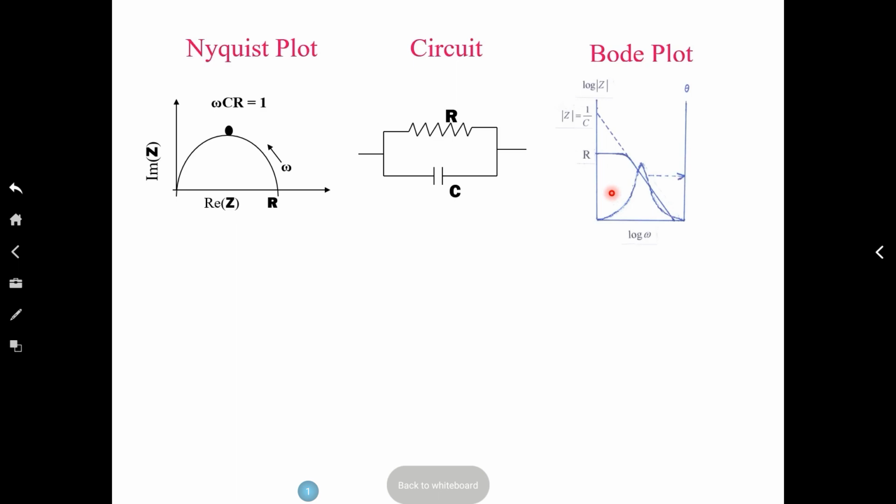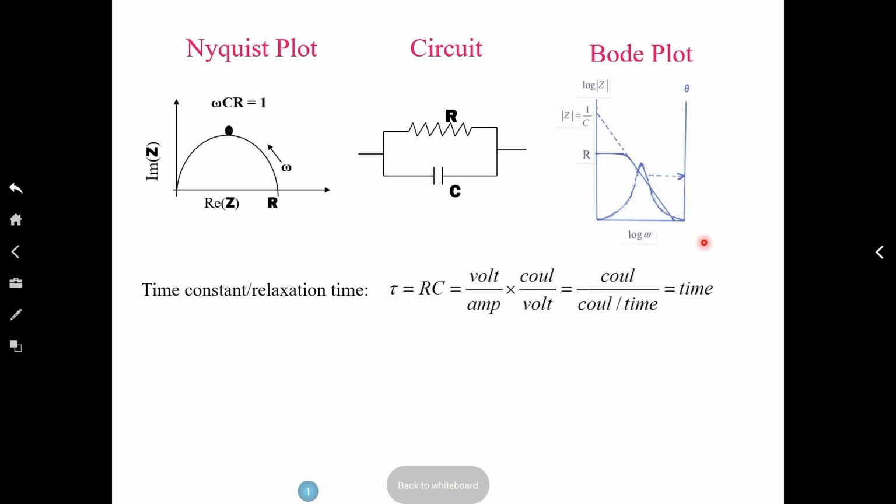Both types of analysis will help eliminate some of that. So again, in real statistics, we talk about Nyquist plot and Bode plot. If you look at the dimension of R times C, which is called relaxation time, dimensional analysis tells you that the dimension of that product will be time. And that's why it's called relaxation time.